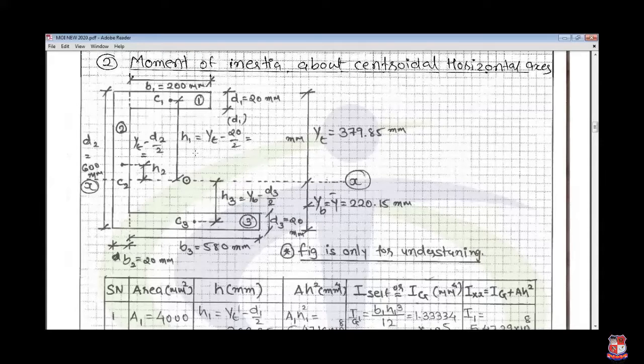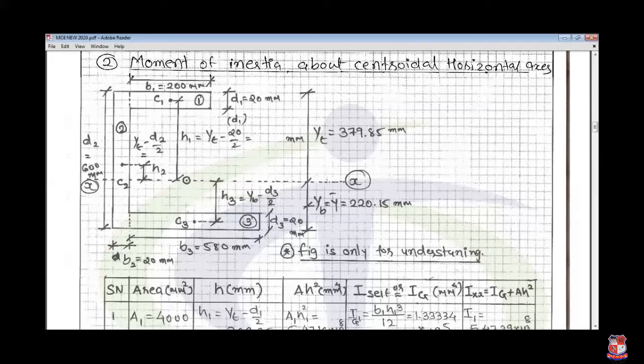So from this axis its centroid is located here. So the total distance, you all know how much. Y bar you already know. Whenever you are calculating about the centroidal horizontal axis, you have to consider the vertical distance. And when you are calculating about the centroidal vertical axis, you have to consider the horizontal distance. So total 600 minus 220.15, you are getting 379.85, and out of this 379.85 minus 10, you are getting 369.85 for this case.